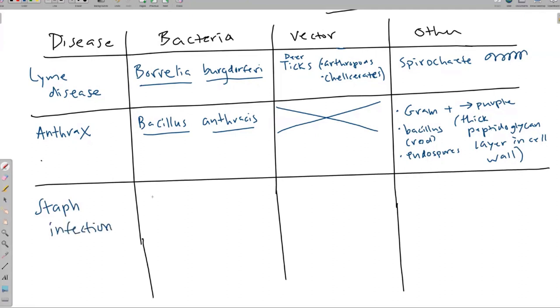Infection. It's pretty common. Staphylococcus aureus.